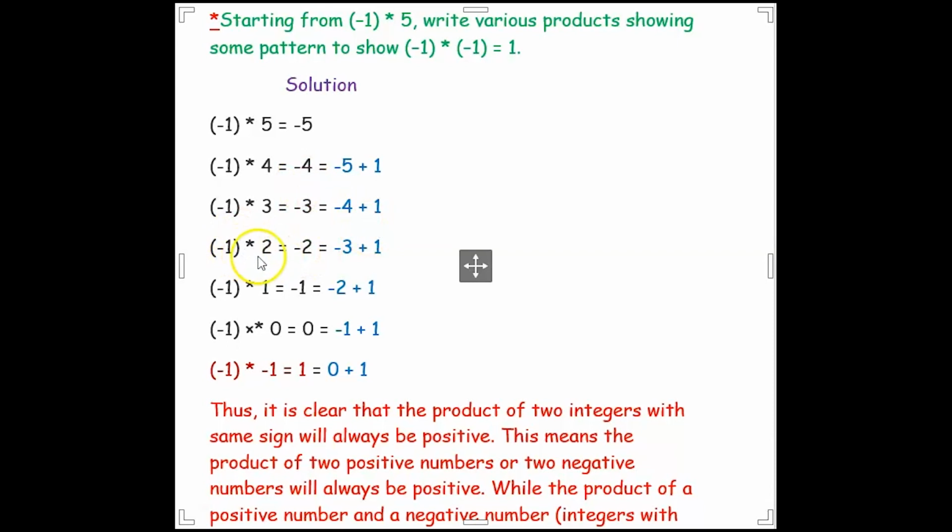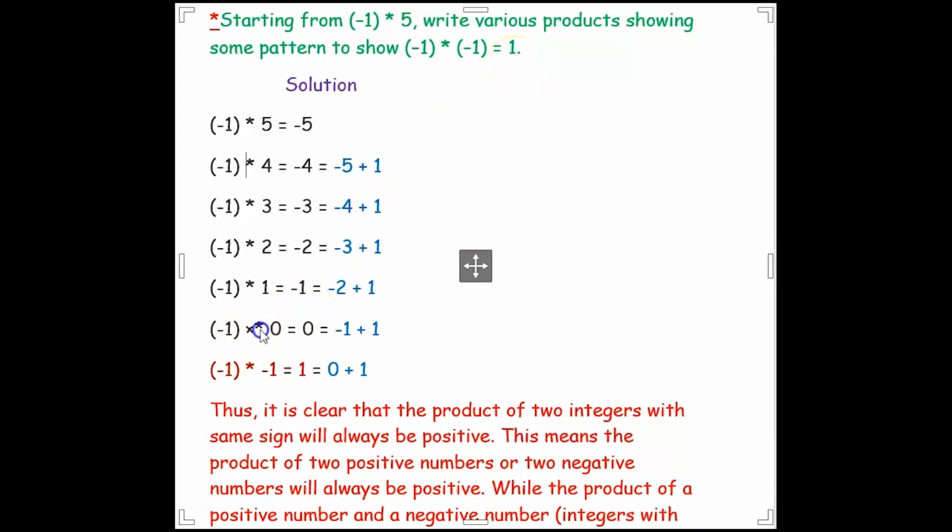Next is negative 1 into 2, it's negative 2. It's nothing but negative 3 plus 1. Next is negative 1 into 1, that is negative 1, which is nothing but negative 2 plus 1. But we need negative 1 into negative 1, that is positive 1. So let's move on to further steps.